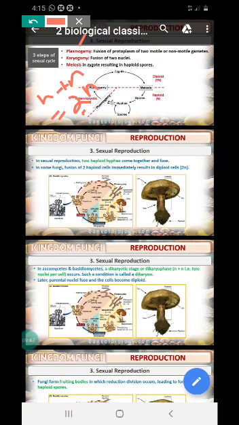Now, what are the three steps? First is plasmogamy, then karyogamy. After that, there is meiosis in that zygote, whatever is formed. Clear? Okay.